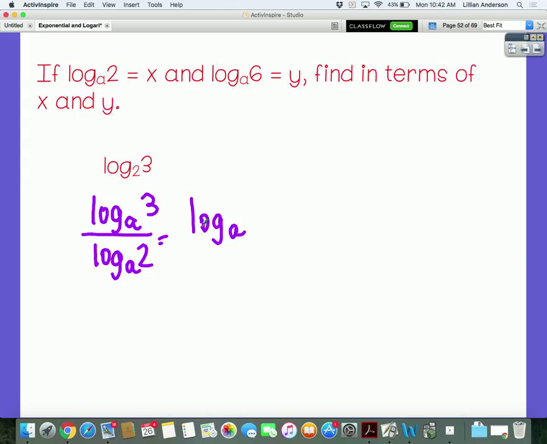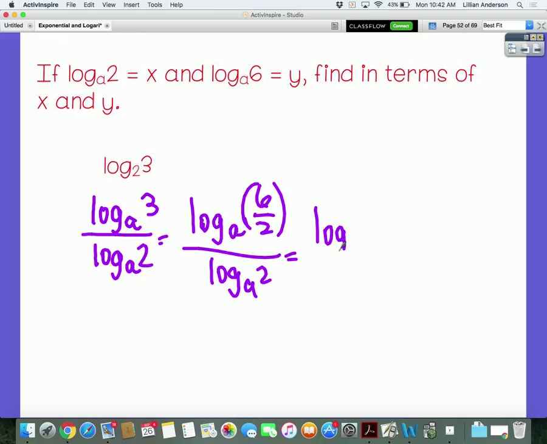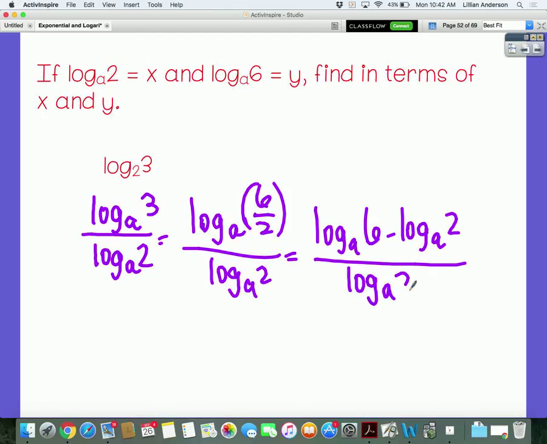Log base A of 3 over log base A of 2, I have to use change of base. And the only way I can really get 3 is if I take 6 and divide it by 2, allowing me to expand this by using my subtraction, my quotient property. So replacing division with subtraction. And then I'm able to plug in and say this is y minus x all over x. That's my answer there. Okay? So being able to write these in different terms takes some practice. That's why hopefully you pause the video and try it yourself before you press play to see the answer. And then of course you have it on your homework.